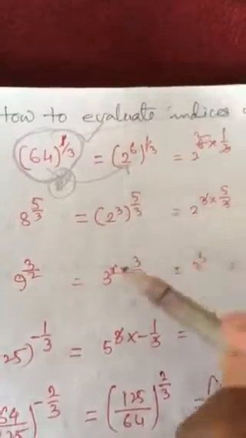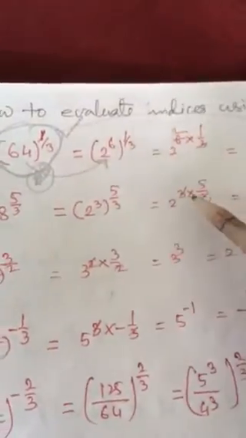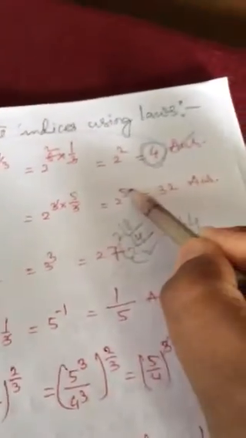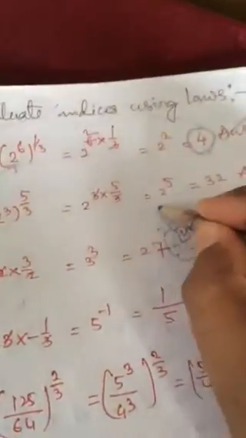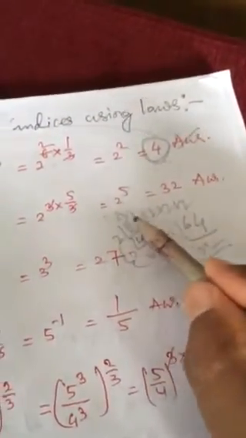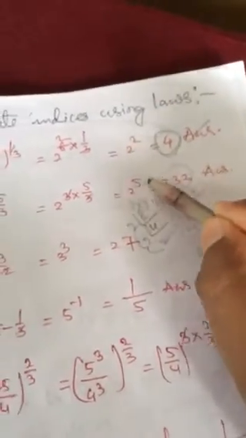Power over the power. So if there is power over the power, then powers are multiplied. So 3 multiplied by 5 by 3, 3 3 cancel. 5, 2 to the power 5. 2 to the power 5 means 2 is multiplied 5 times. It is 32. So I have directly written here 32 as the answer. You can do these things in rough.